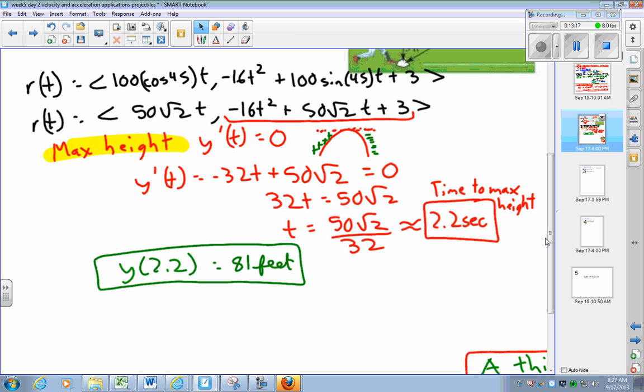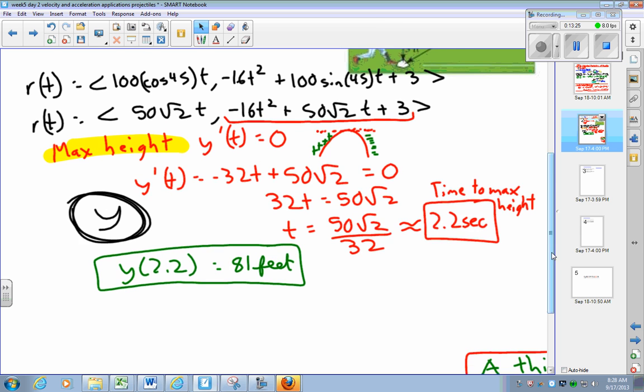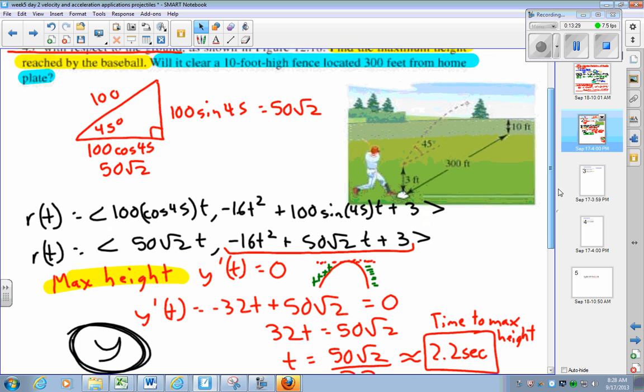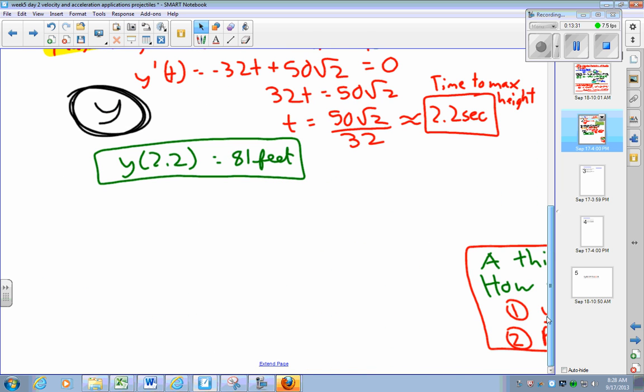Okay? Notice, so again, this whole question was all about y stuff. Now the next question is, will it clear a 10-foot high fence located 300 feet from home plate? Okay, a couple ways to do this one. So the question here is, is it a home run?